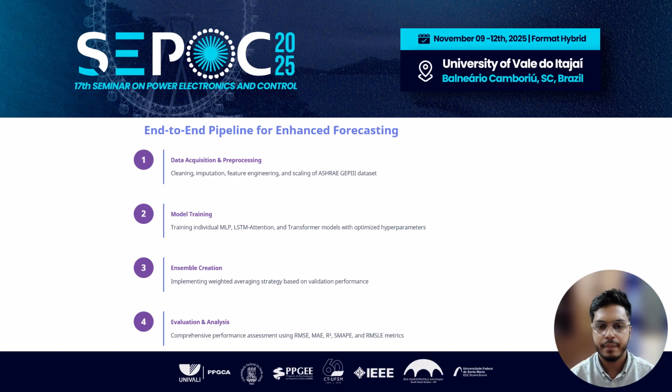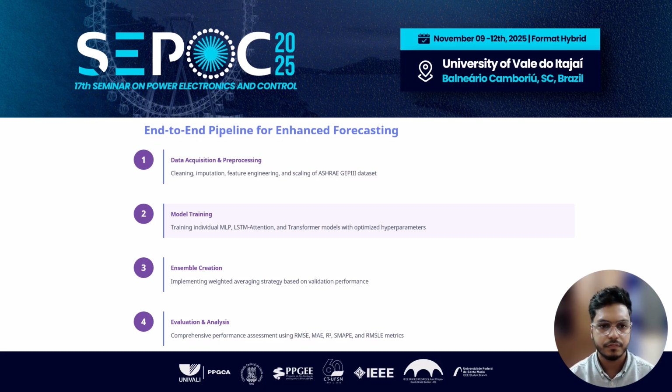The end-to-end pipeline is a systematic four-step approach for enhanced energy forecasting. Step 1, data acquisition and pre-processing, which involves cleaning, imputation, feature engineering, and scaling of the ASHRAE GEPIII dataset. Then Step 2, which is model training, where we train the individual base models, which are MLP or multi-layer perceptron, then LSTM or long short-term memory, attention, and transformer, using optimized hyperparameters.